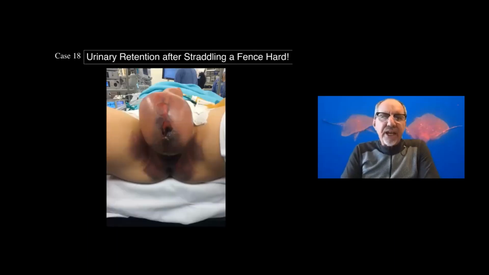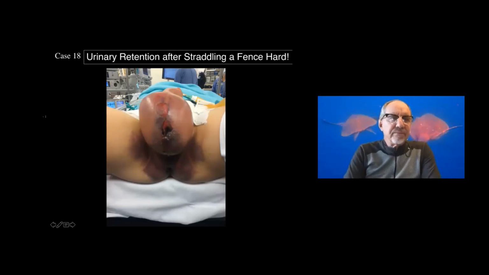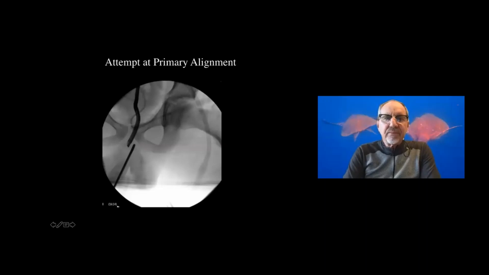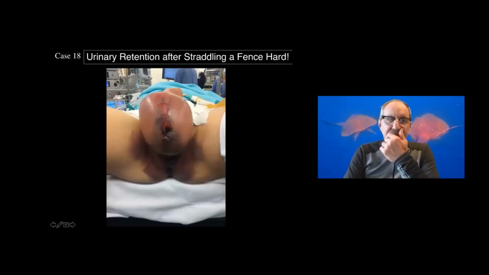Okay, in our final case, urinary retention after straddling a fence hard. And you can see the physical exam here. What's your diagnosis, and is this a pediatric urologic emergency? How we do, Michelle? Posterior urethral disruption, definitely an emergency.